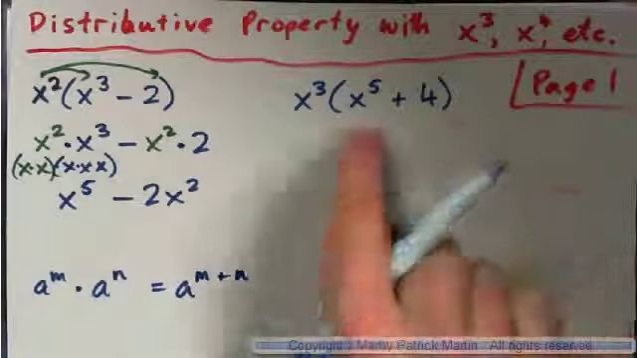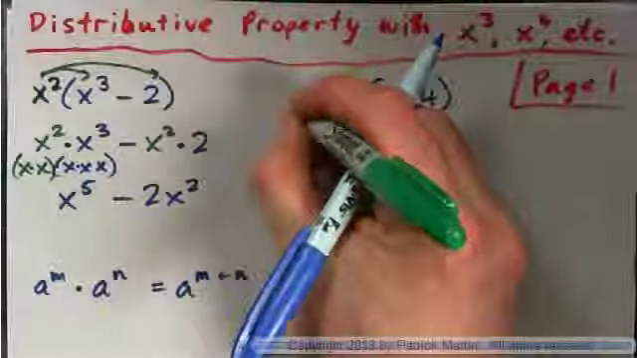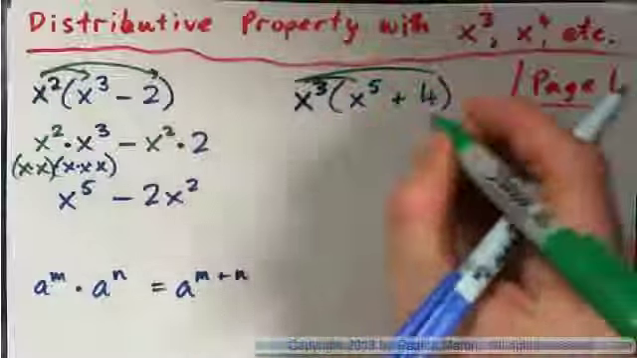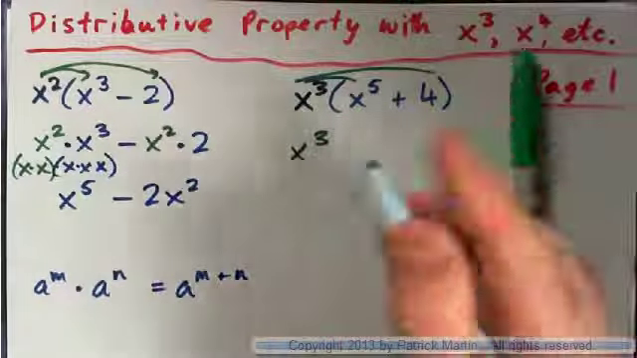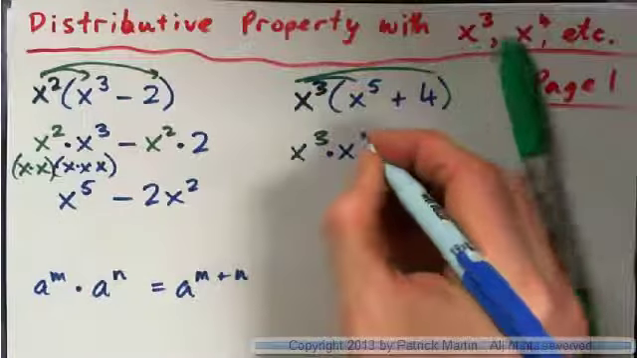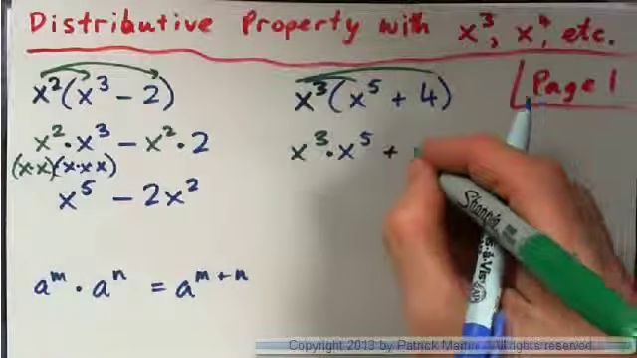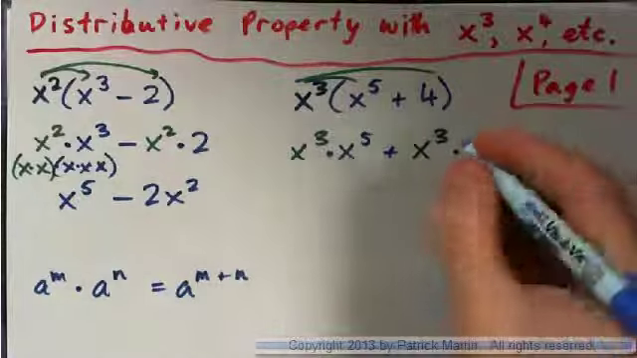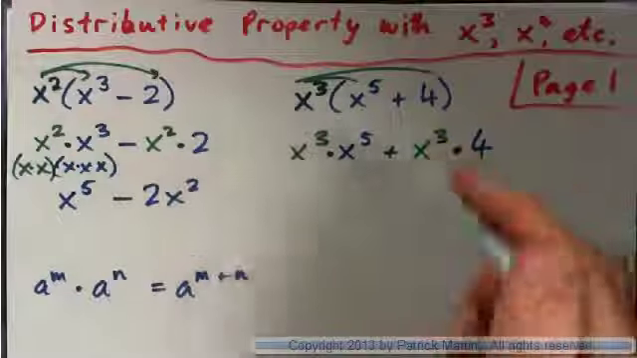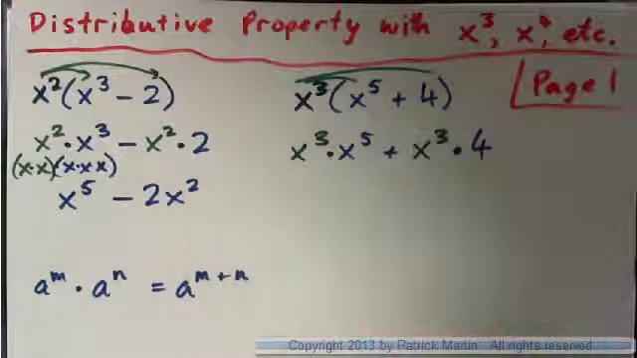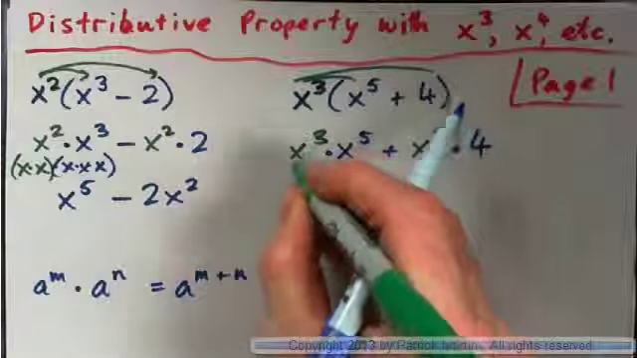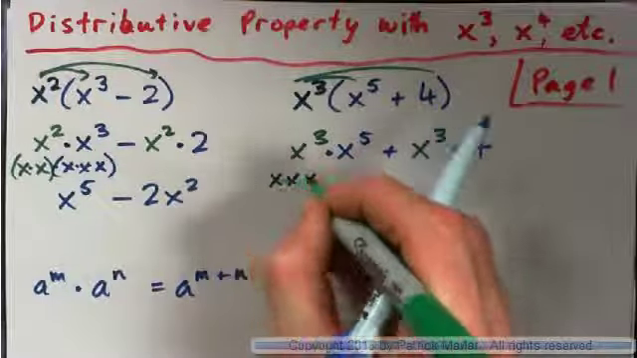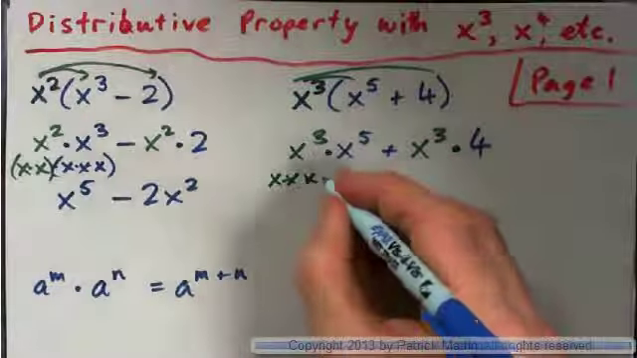Okay, I hope you pressed pause and tried it. I'll do it now. So you've got x cubed times this thing. So x cubed times x to the power of 5, plus x cubed times 4. You don't have to write this line out if you don't want to, but I want to write it out to make it clear that here we have x cubed, which is 1, 2, 3 x's being multiplied by x to the power of 5.